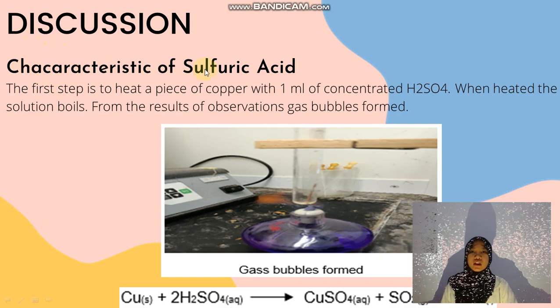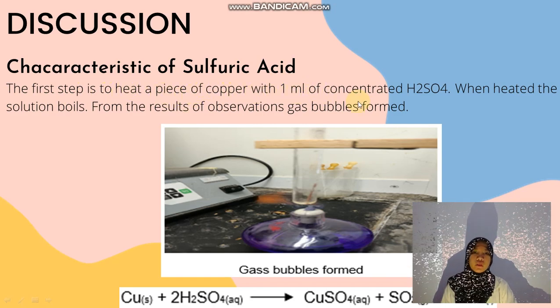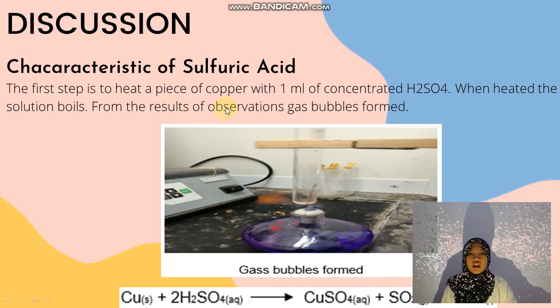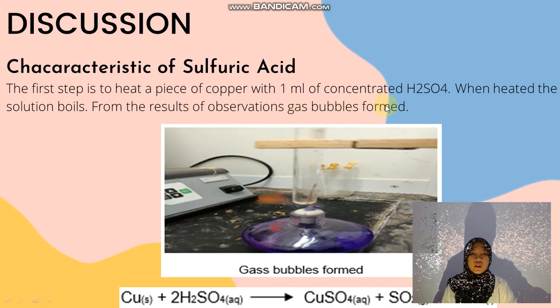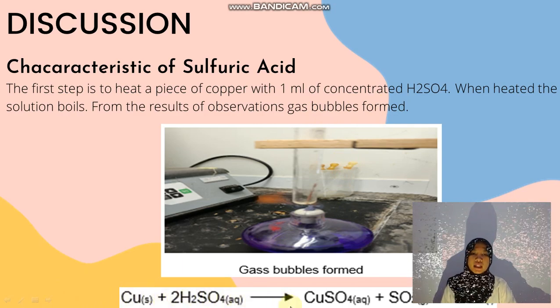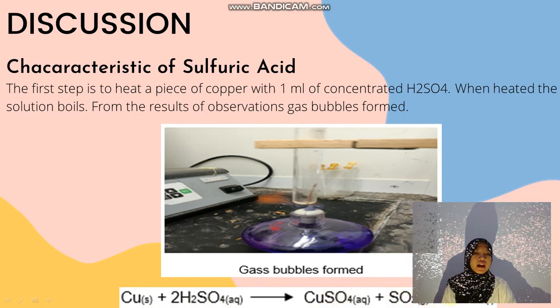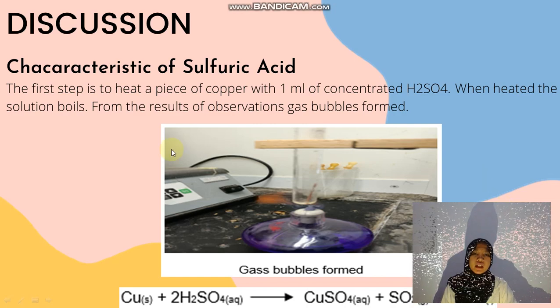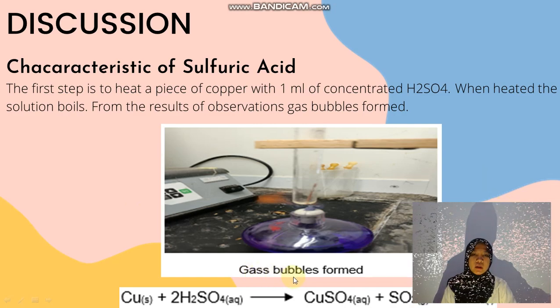Secondly, characteristic of sulfuric acid. The first step is to heat a piece of copper with 1 ml of concentrated H2SO4. When heated, the solution boils. From the result of observation, gas bubbles formed. The reaction is Cu plus 2H2SO4 produces CuSO4 plus SO2 plus 2H2O. In the picture are the gas bubbles formed.